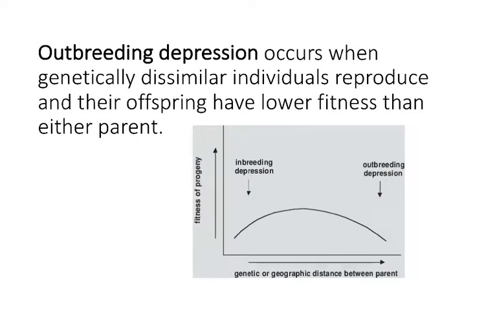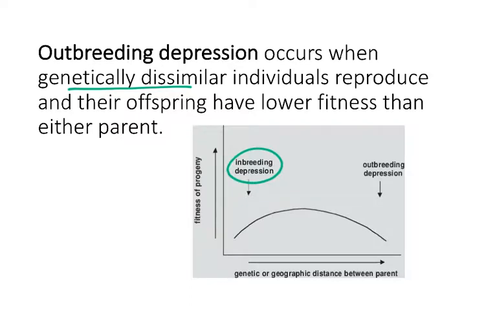So sometimes your intent can be to help and to move individuals in from a different population, but something called outbreeding depression can actually happen if the individuals you're moving are too dissimilar. They can actually produce offspring that have lower fitness than either parent. So again, this is kind of a Goldilocks type scenario, where we've already talked about how you can have inbreeding depression if the parents are too related to each other.